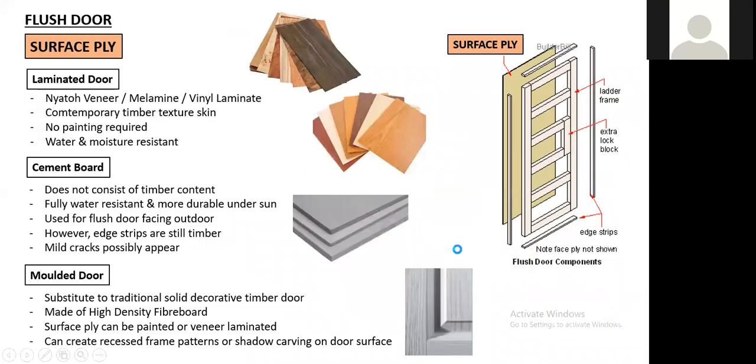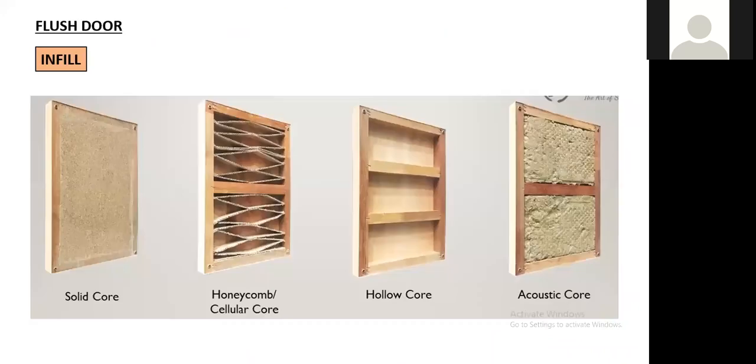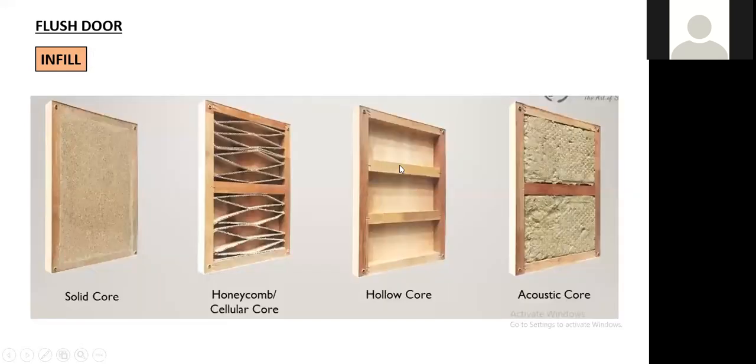Okay, just now I was talking about the surface ply. So there are 5 types. Okay, so next one is the infill. Today I'm going to talk about these 3 only. Okay, this acoustic door is a different topic. Okay, solid core, honeycomb, and also hollow core. Okay, hollow core I'm not going to talk about because it's just this hollow door only.